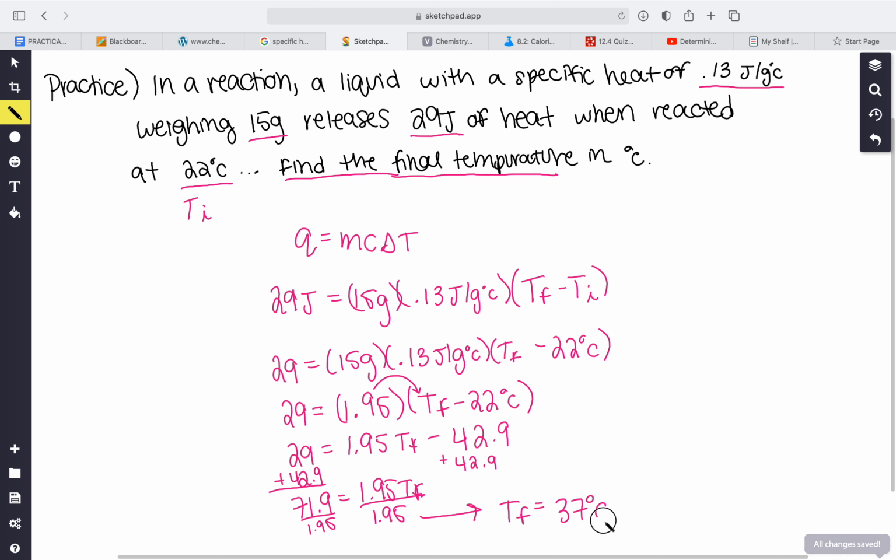They want it in degrees Celsius, so I'm going to write it in degrees Celsius. And that would be our answer. Let me just check that one, and I also got the same answer from in class. All right, so that is calorimetry.